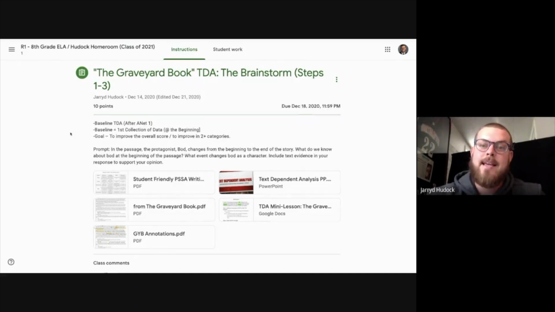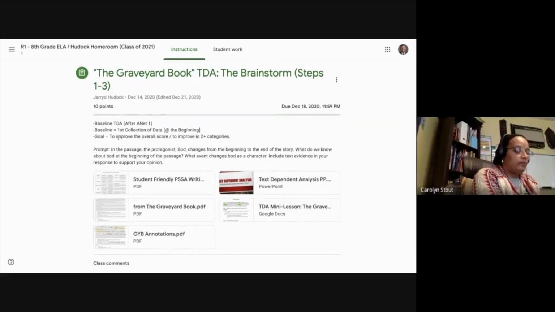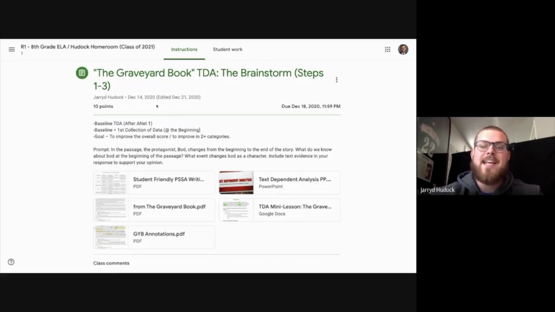So the first thing is that I break the TDA process down into 7 steps. And normally on Google Classroom, or even when we do it in person, I'll take a week for the first half for steps 1 through 3, which is the brainstorming or the pre-writing phase. And then we'll take a week to actually go through and write and edit steps 4 through 7.